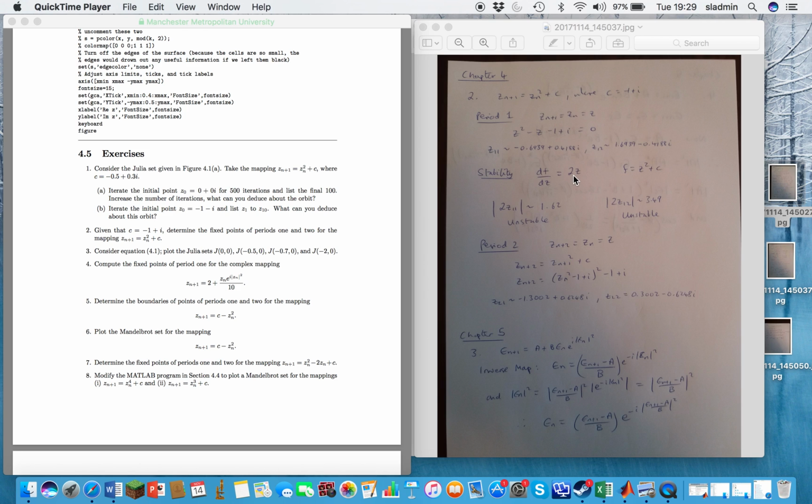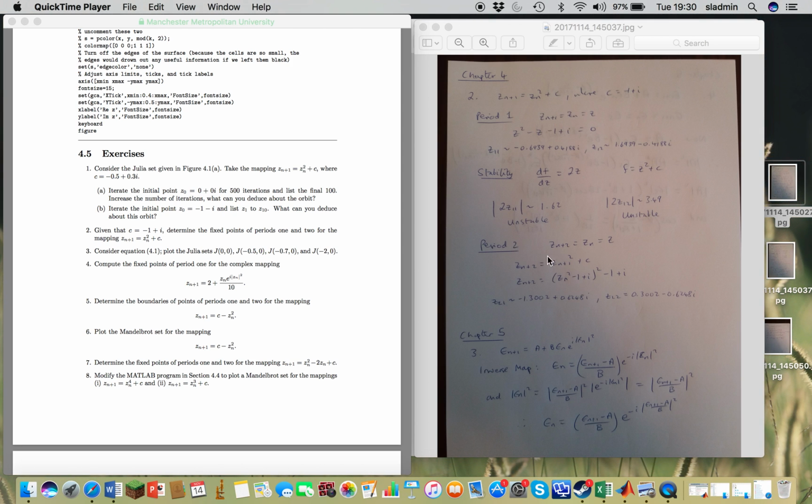So to determine the stability of the fixed points, we take the modulus of the derivative for those two fixed points, and you'll see for one of them we get 1.62, and because the modulus is bigger than 1, that's unstable, and for the other one, the modulus again is still bigger than 1, so this is also unstable.